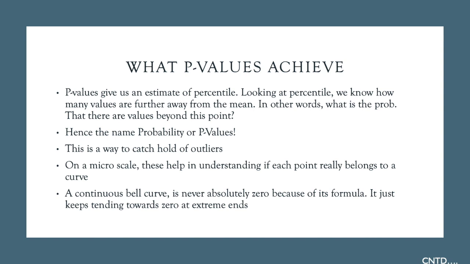To obtain the p-value, remember we talked about a machine? Well, that machine is going to come. But first, let's look at a few key points of what p-values really are. The p-values are an estimate of percentile, just like I told you. And looking at that percentile, we know how many values are further away from that mean if we just randomly pick an observation. In other words, that's the probability. And that's what p stands for in p-values. The probability. Simple, right? And this is a way to catch outliers, and we'll see how.